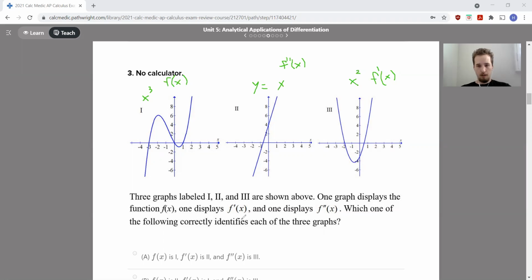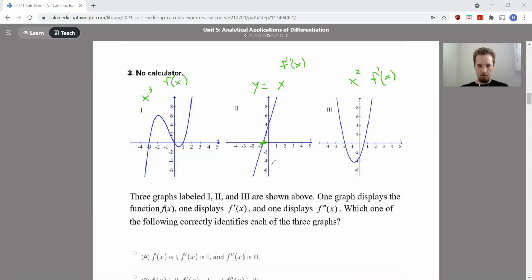Another way to potentially do this is that you could take a look. This is clearly the graph that's linear, and the other graphs have curves, and so you could recognize that this linear graph must be the one that is the double derivative, and then this one only has one curve, and this one has two.